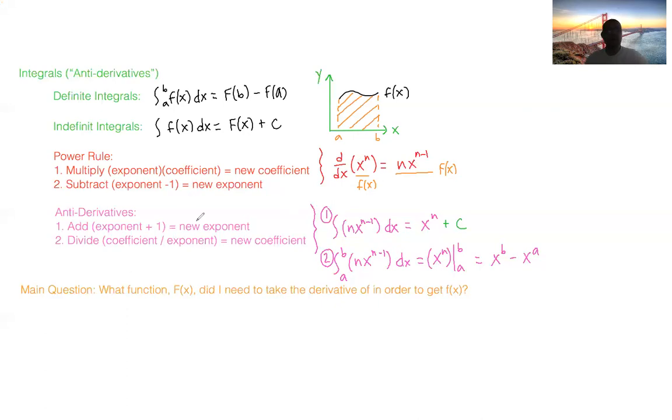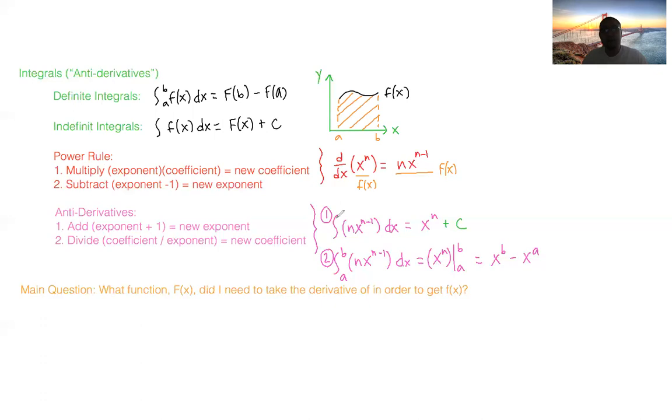I listed it down here, the opposite of the power rule. Instead of first multiplying and then subtracting, we're going to do the reverse and opposite, meaning we're going to do the opposite of step 2, which is adding 1 to the exponent instead of subtracting 1. Then we're going to divide the coefficient by the exponent instead of multiplying the exponent and the coefficient, okay? And it looks like this. Just like this example, we're going to do the opposite.